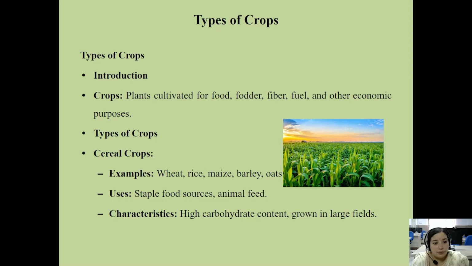Then types of crops. Cereal crops are there. Examples: wheat, rice, maize, barley, oats. These are the seasonal cereal crops under the category of types of crops. And their uses are as staple food resources and animal feed.